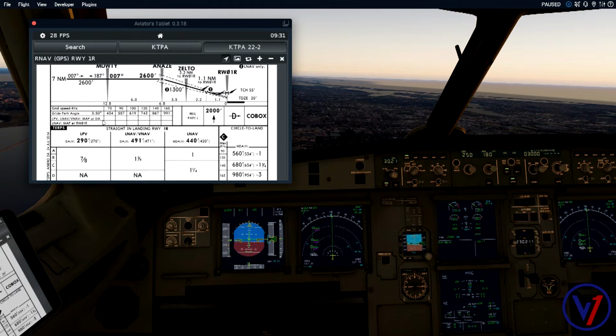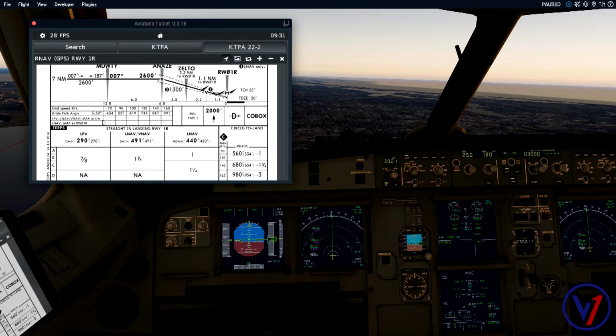The LPV, or Localizer Performance with Vertical Guidance approach, is a WAAS, or Wide Area Augmentation System, GPS-based approach that is very similar to an ILS. There is a difference. The LPV approach has vertical guidance, but it is still not considered a precision approach. APV, or approach with vertical guidance, is a term also used in lieu of LPV approach. An APV approach doesn't currently meet ICAO and FAA precision approach definitions, which apply mostly to localizer and glide slope transmitters which are on the ground.